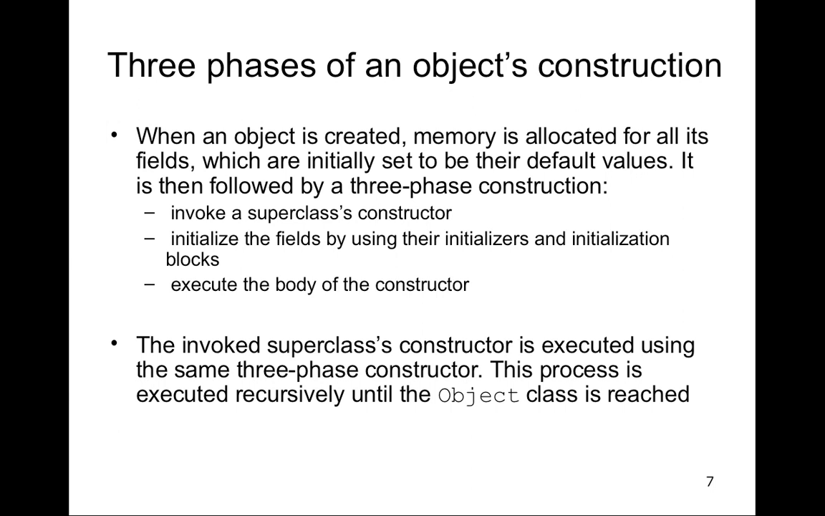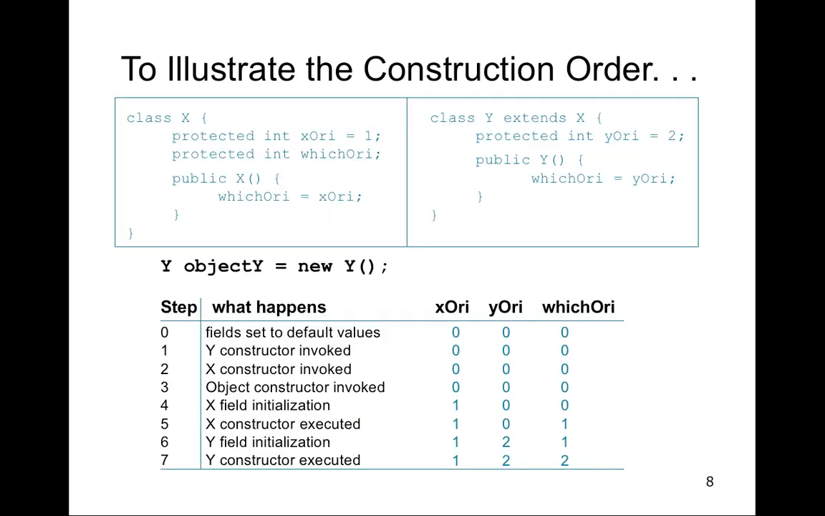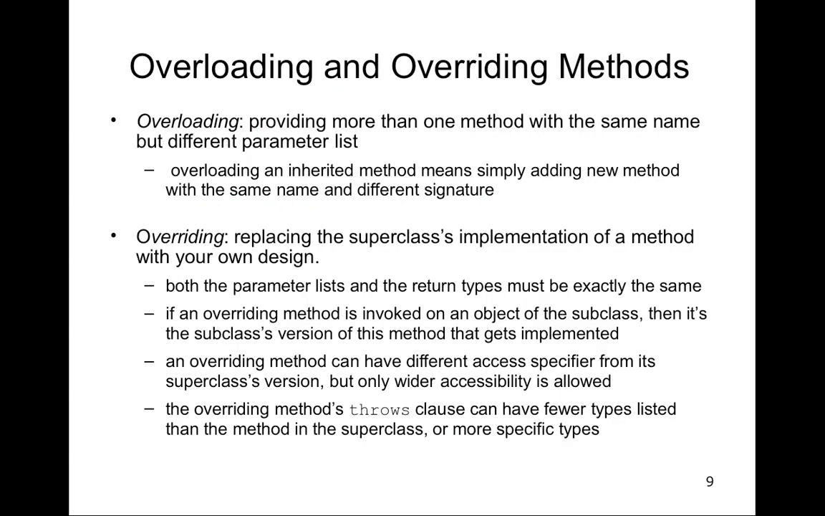So the three phases of object construction: invoking the superclass's constructor, initializing the fields, initializing the blocks that might exist if we have blocks in there, then executing the body of the constructor of the current object. So we looked at that. Skipped that example because that's kind of confusing, and showed you Dinos instead.